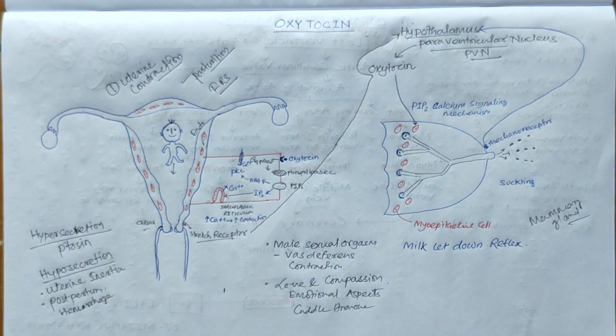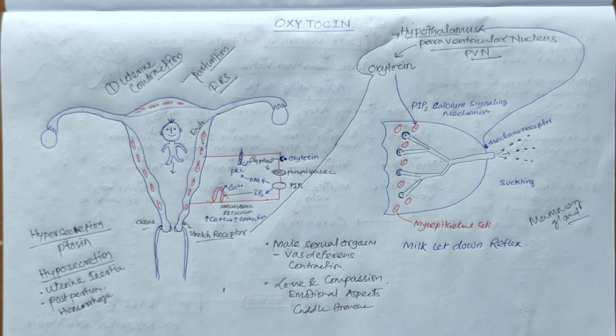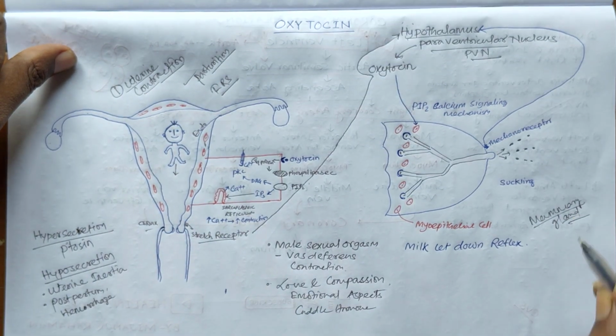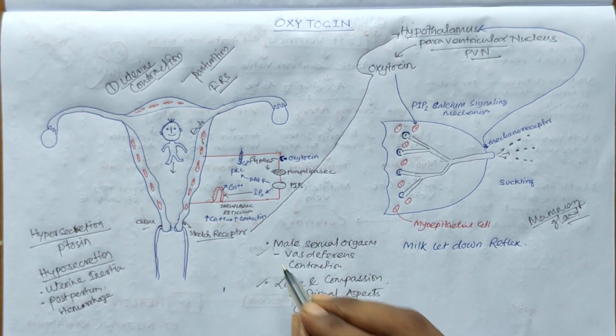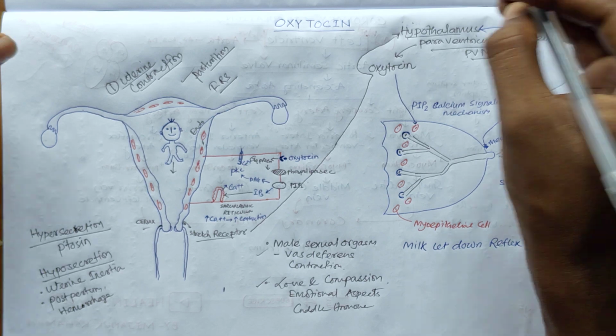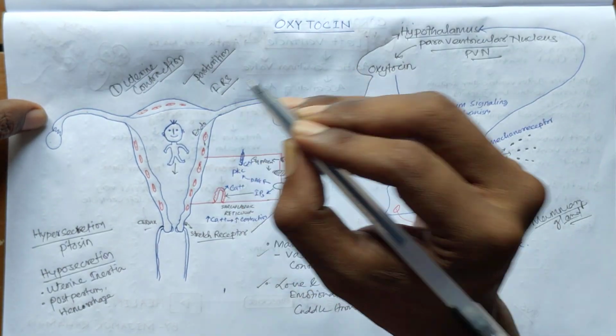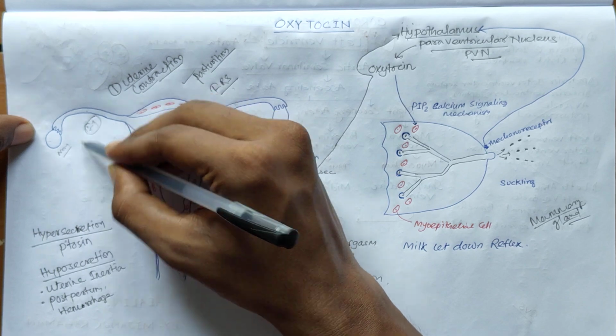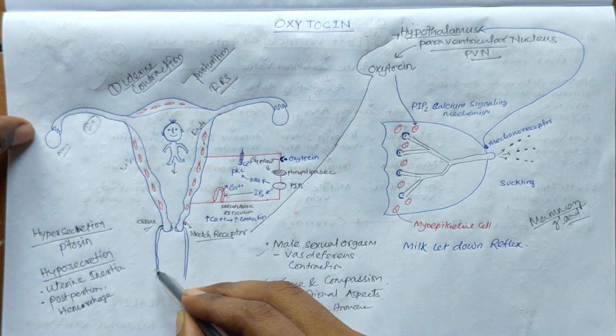So today we will get to know how oxytocin works. First of all, we will choose some phenomena. One is uterine contraction, one is on the mammary gland, and two others are also present. First of all, this is the female reproductive system. This is the ovary, fallopian tube, uterus, cervix, and vagina.